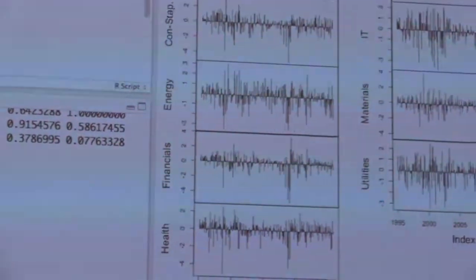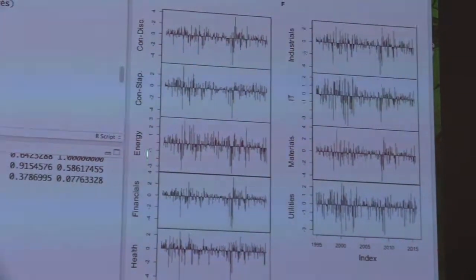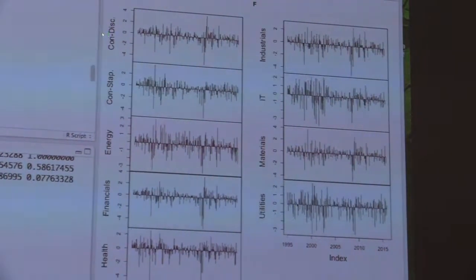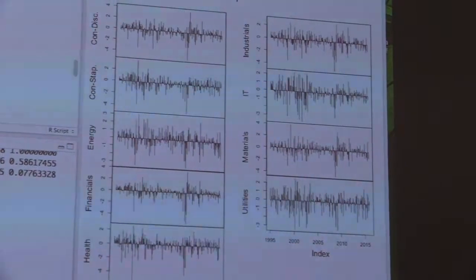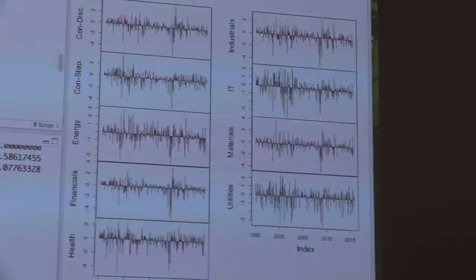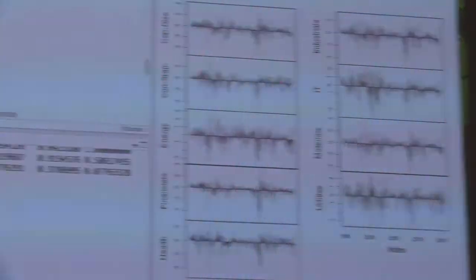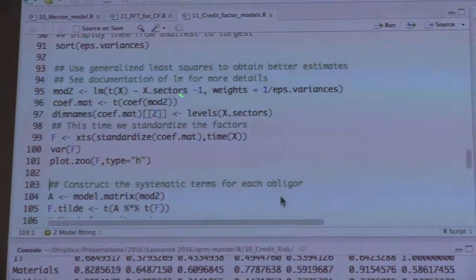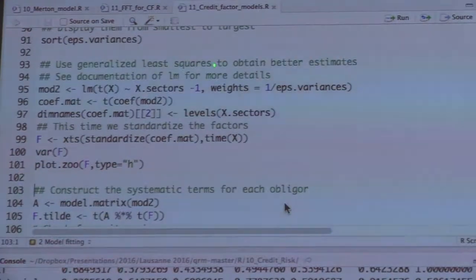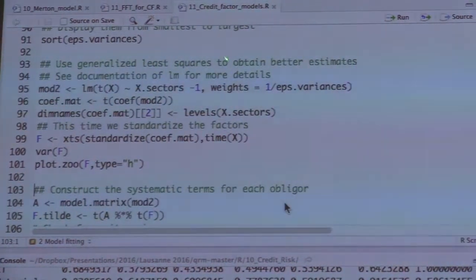So I had 9 sectors. You probably remember this picture. All the companies have been identified with one of these: consumer discretionary, energy, financials, materials, etc. So the script that is called credit factor models is in fact more or less identical to the script that you saw on Tuesday in chapter 6. It more or less repeats that script.